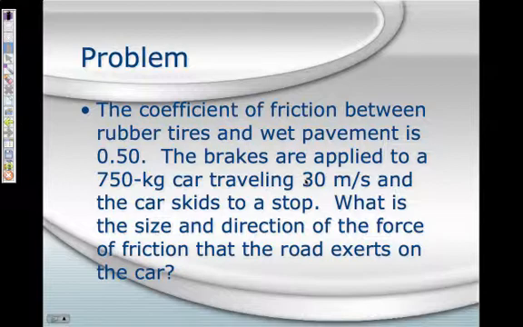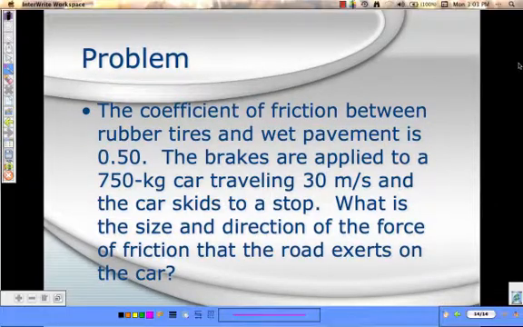Okay, the coefficient of friction between rubber tires and wet pavement is 0.5. The brakes are applied to a 750 kilogram car traveling 30 meters per second, and the car skids to a stop. What is the size and direction of the force of friction that the road exerts on the car? So basically, we're looking at force of friction.